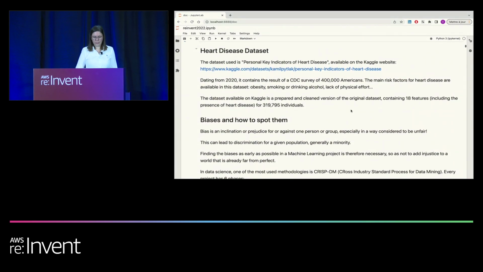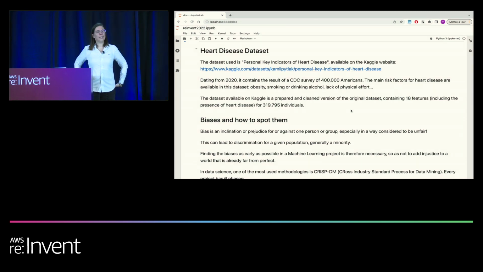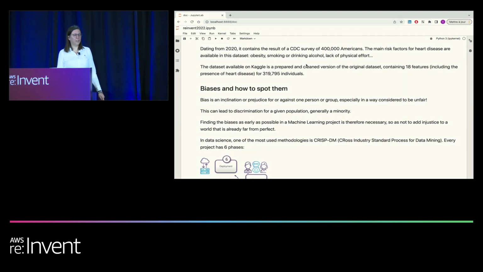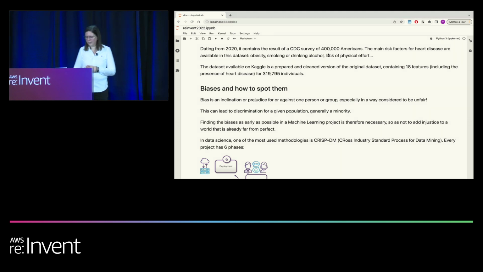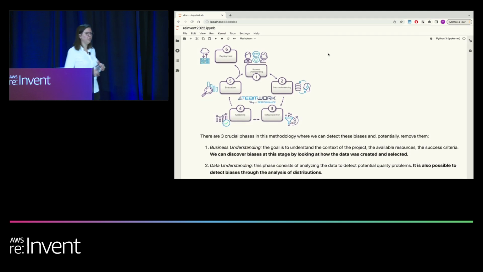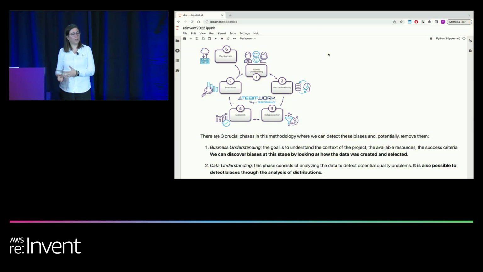So we will use a data set that was found on Kaggle, if you know the website. It is the personal key indicators of heart disease. And it is a survey from the CDC, so done in the US, with 400,000 Americans. So it is a big data set for a health issue, because in most cases with health, you have small data sets. And so we will try to find biases in our data set, and then to train models, and to be sure that our models are not biased, so that we can use them to save a lot of lives.